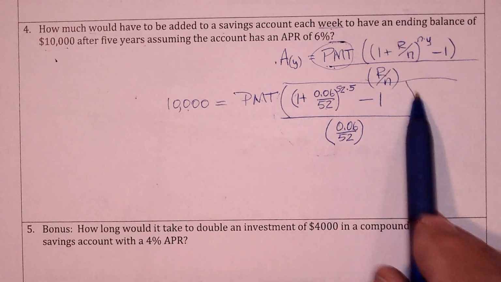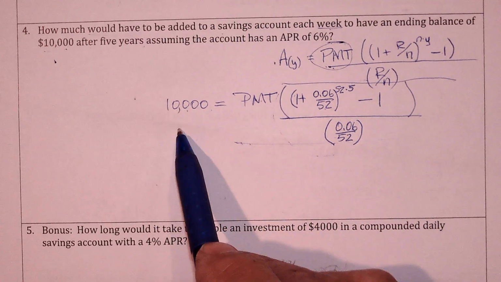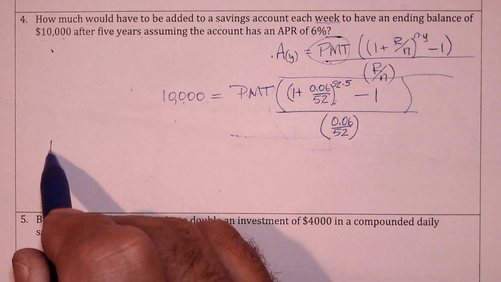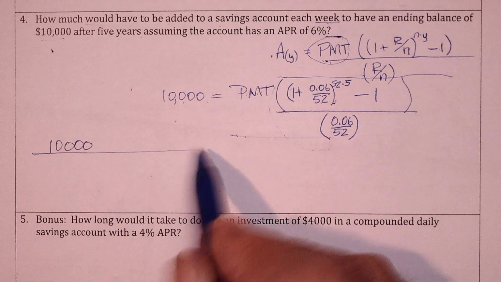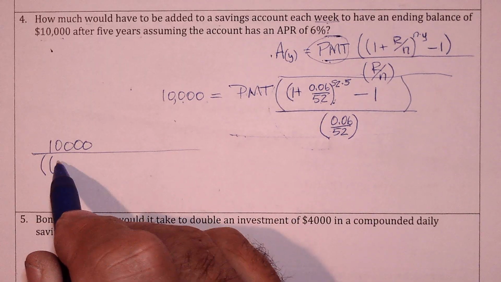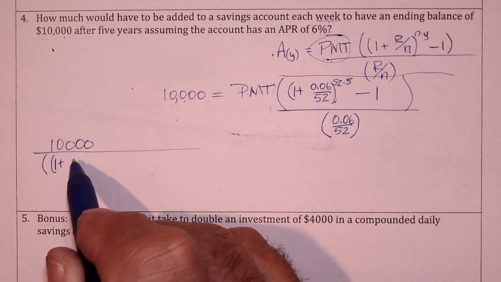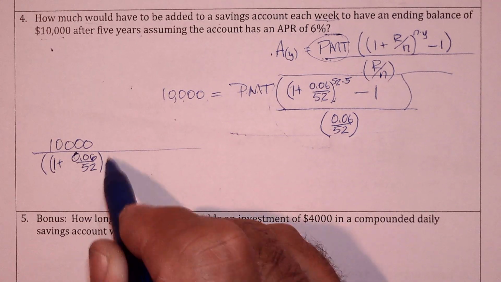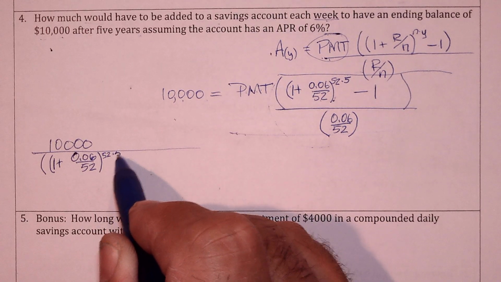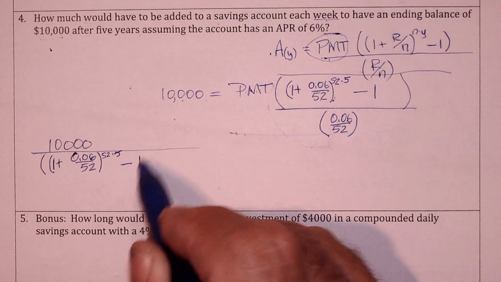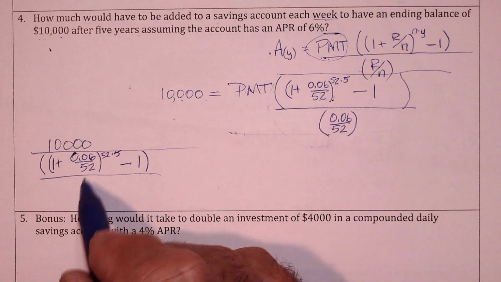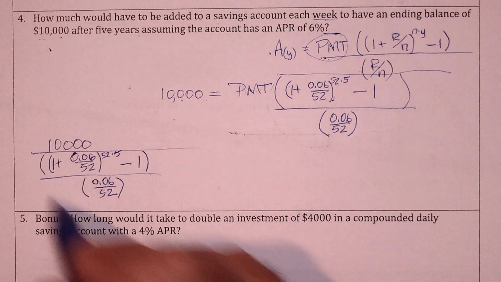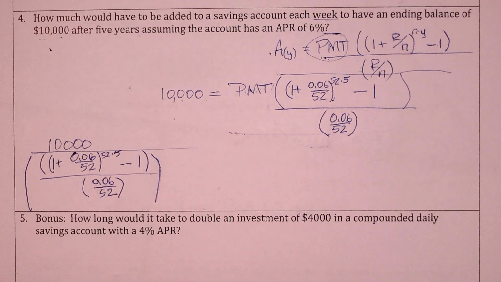So if I divide both sides by this, that would get rid of this, and this divided by this would be the payment, because this is times this. So I'm going to do 10,000 divided by parenthesis 1 plus 0.06 divided by 52, to the 52 times 5 years, minus 1, and that is divided by 0.06 over 52, and this is all in the denominator, so I need another set of parentheses there.